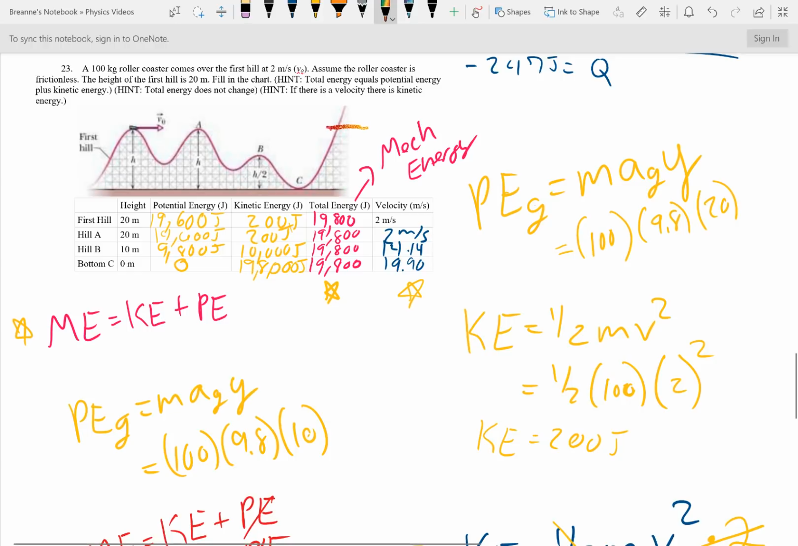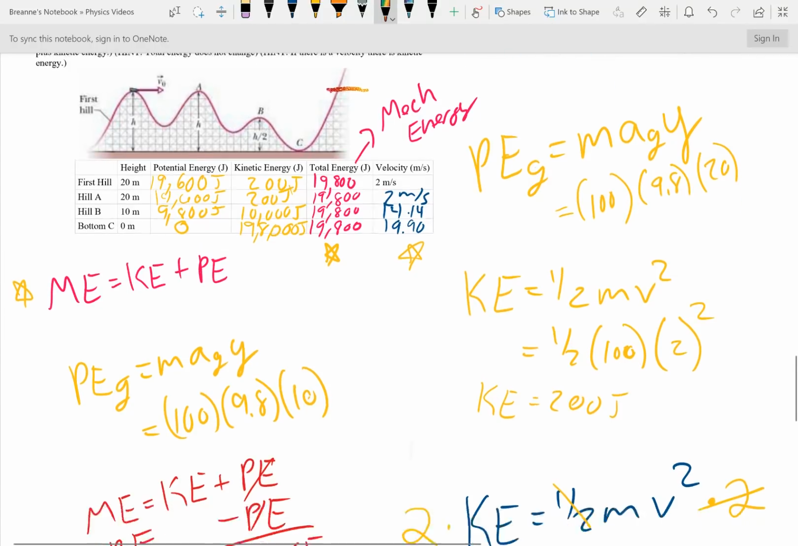So let's say I made you look at a roller coaster picture and decide if it would work or not. Hint, hint. It cannot go above the starting height. And so that's a star, but that's not a question on here. That's just me adding things, throwing things at you.